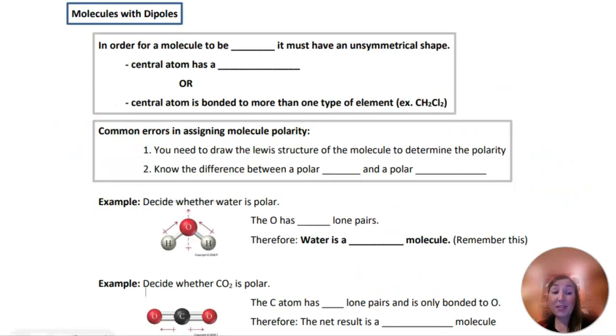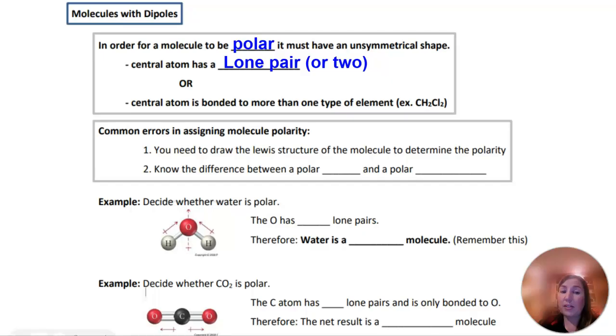Okay, so how does this apply to the whole molecules that we've been talking about? Well, in order for a whole molecule to be polar, it must have an asymmetrical shape, so polar bonds can't just cancel each other out. That will happen if a central atom has a lone pair or two on it. That'll make it asymmetrical. Sometimes the central atom is bonded to more than one type of element. For example, a carbon could be bonded to some hydrogens, which would be nonpolar bonds, but bonded to some chlorines, those would be polar, and that'll make it not symmetrical. So we're looking for something that makes it asymmetrical, like lone pairs or different atoms on the central atom.